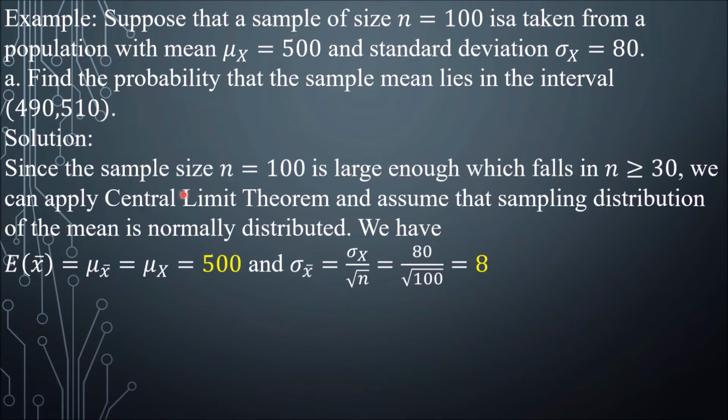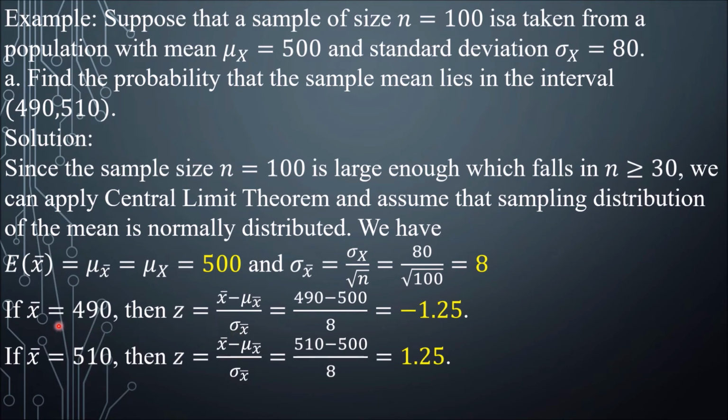For the solution, since the sample size is 100 and it is large enough, which falls in n greater than or equal to 30, we can apply the central limit theorem and assume that the sampling distribution of the mean is normally distributed. So we have the sample mean equal to the population mean, which is 500. And then the sample standard deviation is equal to the population standard deviation over square root of n, and that is 80 over square root of 100, which is equal to 8.